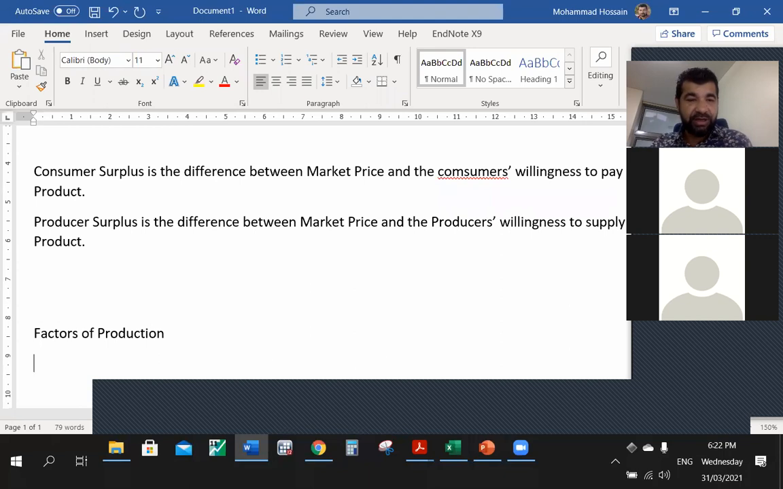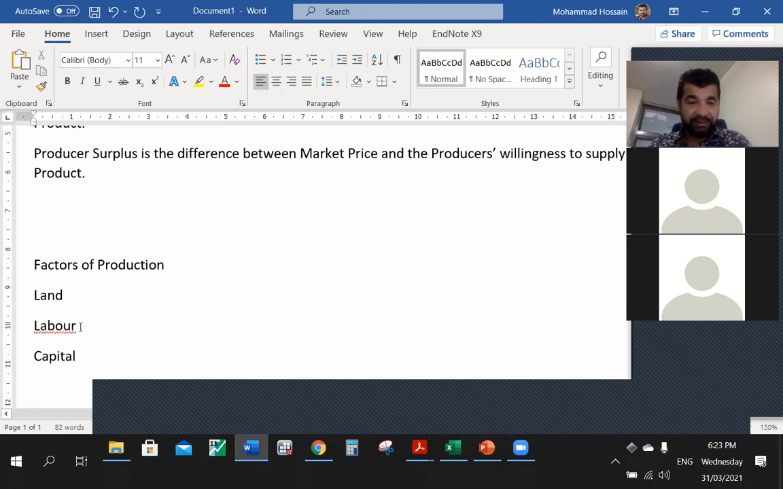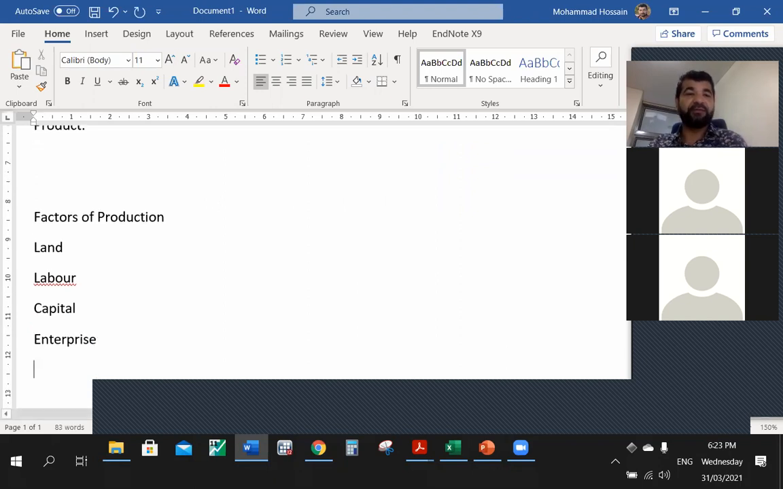Factors of production are land, labor, capital, and enterprise. These are the 4 factors of production.